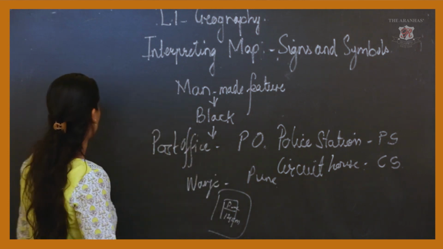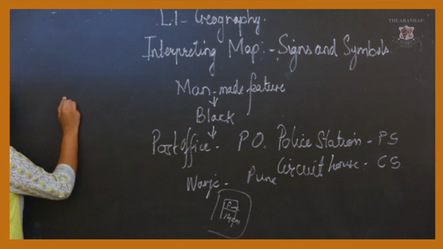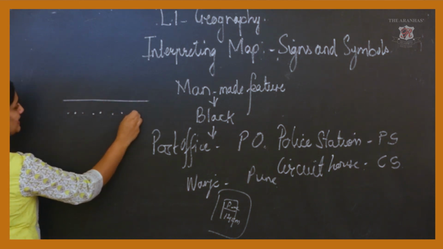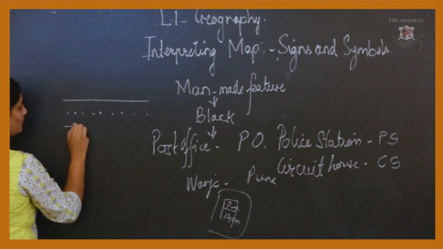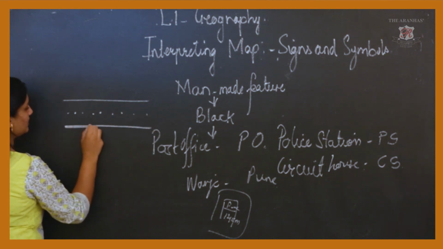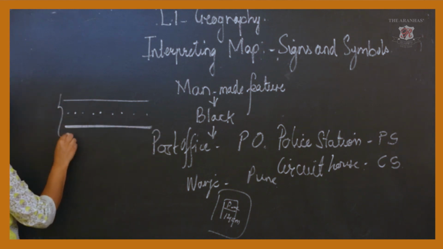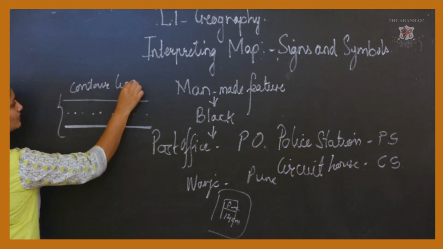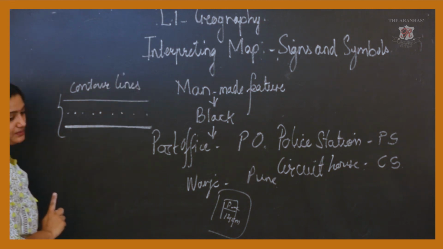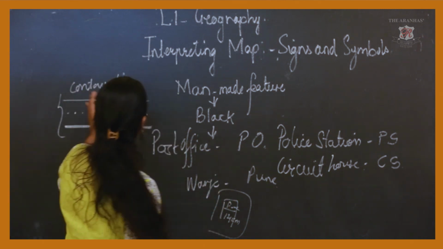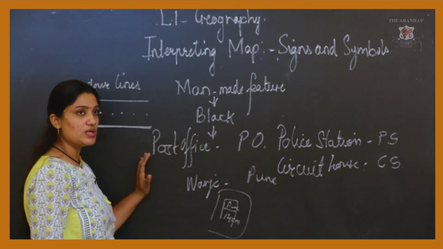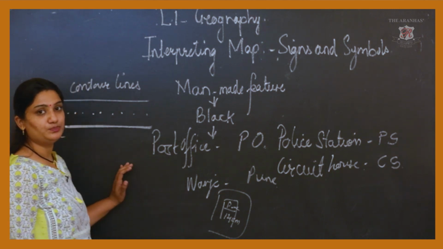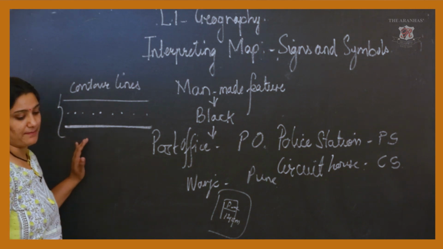Now you can see a straight contour line on the map, or dotted contour lines, or black broad lines on a map. So all these are different types of contour lines on the map. All these things you have to remember: the contour lines, the symbols, the signs and the colors. Colors are very important to read the map.